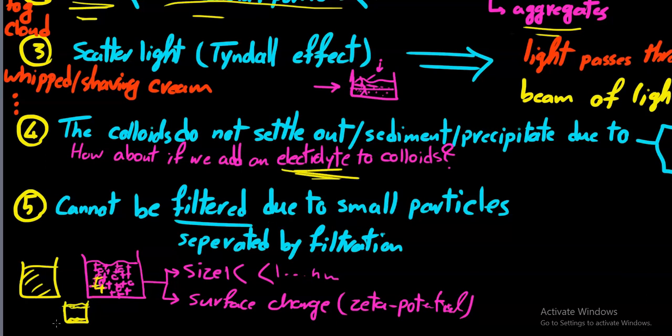Another characteristic of colloids is that, because of their small size, they cannot be filtered out. The dispersed phase particles cannot be separated from the dispersion medium by filtration. It's another characteristic of colloidal particles.